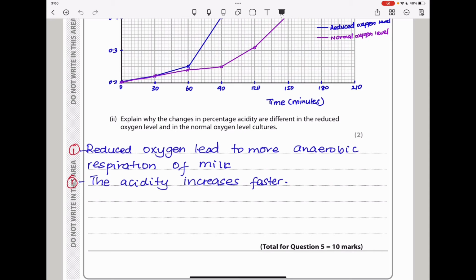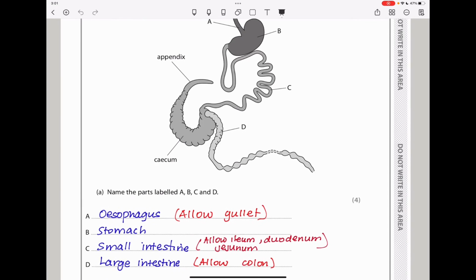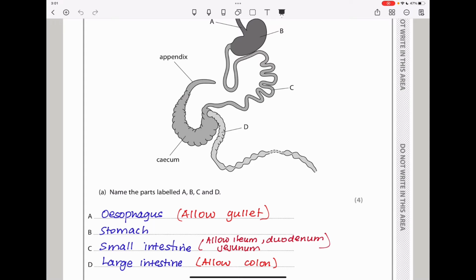This brings us to the end of question 5. Let's go to question 6. The diagram shows part of the gut of a rabbit. The rabbit is a primary consumer and eats mainly grass and other vegetable material. Here we can see there are parts that are labeled. They've labeled for you the cecum, the appendix, and then others A, B, C, D. Here they're asking, name the parts labeled A, B, C, D.